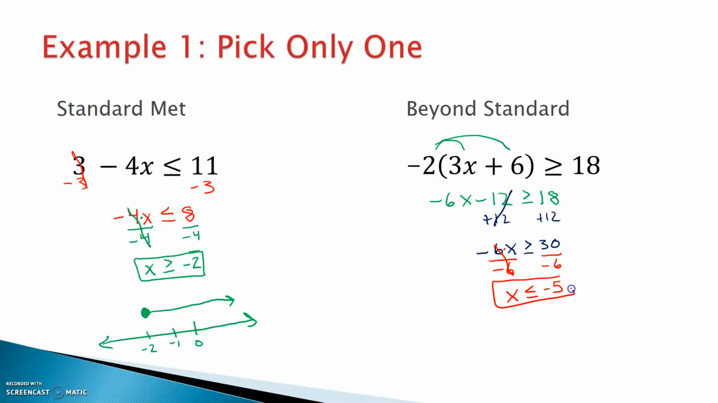There's my solution. Let's show it graphically real quick. I'm trying to keep this video short so you guys can get to the class activity. Here is 0. Here's negative 1, negative 2, negative 3, negative 4, negative 5. That is negative 5. And I'm going to say, hey, this is equal to, so I can actually stand on it. So this is going to be a solid circle. And x is less than. Less than means I'm going to go towards the smaller side, towards the negatives. I'm going to point left.